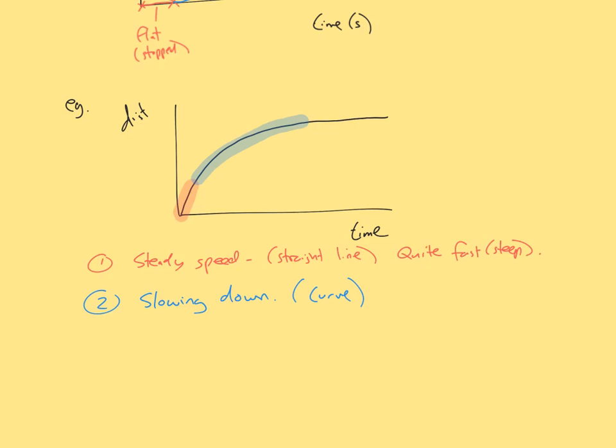And then right at the end, we have this bit here where it's flat. So that means the person or whatever it is must be stopped, and we know that because it's flat. So you can make up a story there. It could be someone starts off running and then slowly gets out of breath and then has to have a stop for a rest, or some kind of story like that.